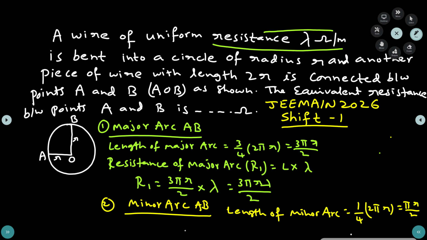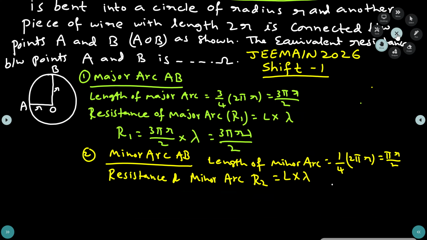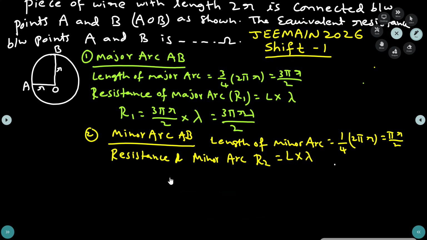Now from here, R2 can be taken as the resistance of the minor arc. I am taking it as R2, you can write it as L into lambda. Here L is pi r by 2. Now R2 can be fixed as pi r lambda by 2.